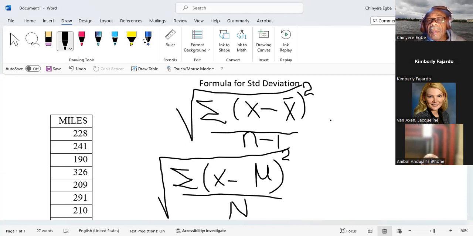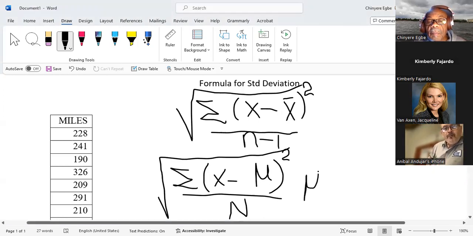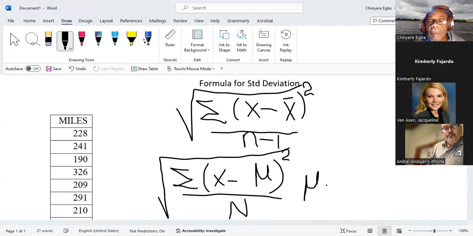And the sample that you collect, the information from that sample, the average is called X bar. The population average is called mu, okay? That's what we call it, mu. All right, this is mu. And this is called X bar.